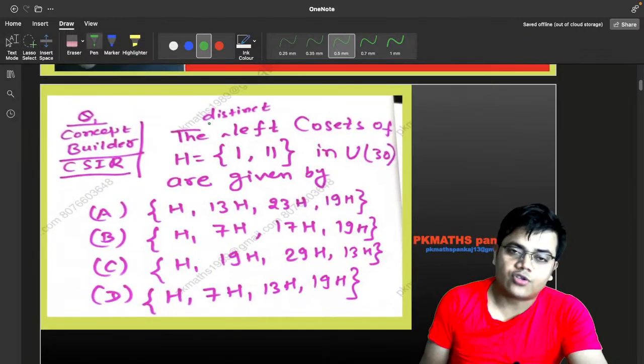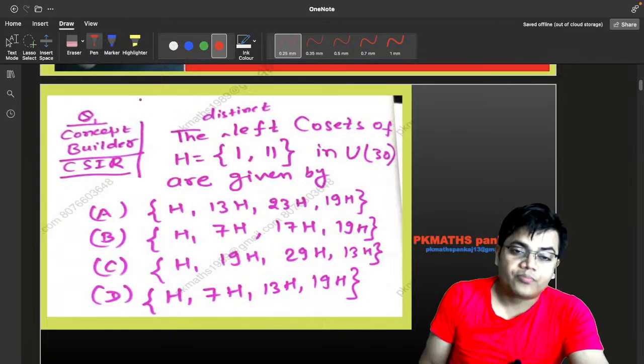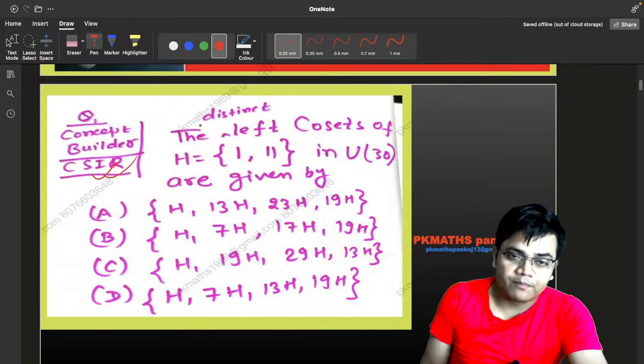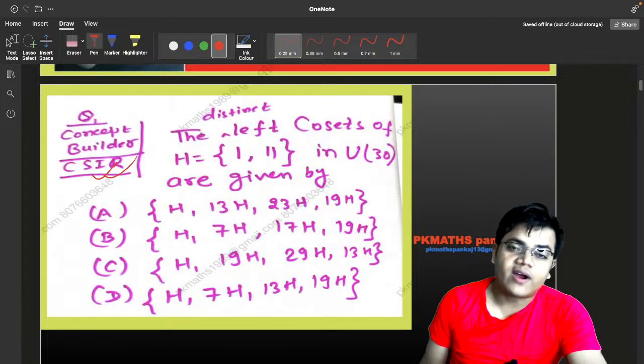Maybe you will watch it recorded, but you must try this question for sure. This question is very basic. That's why I have written concept builder over here. You can see it's a concept builder question for cosets. So you have to find the distinct left cosets of this H.